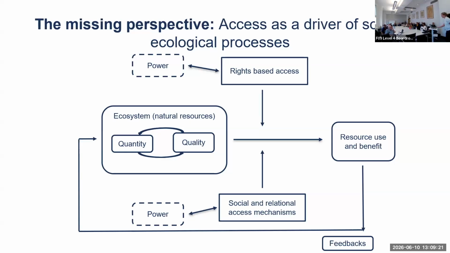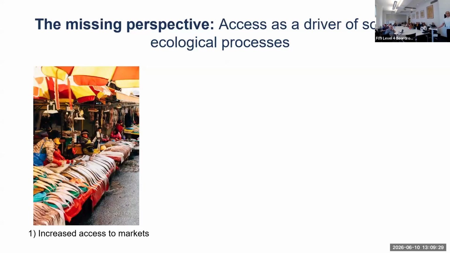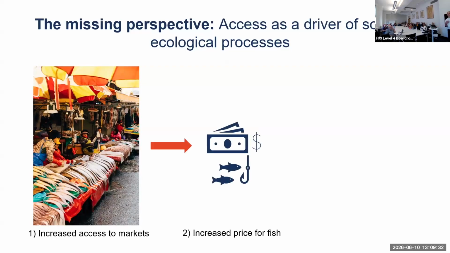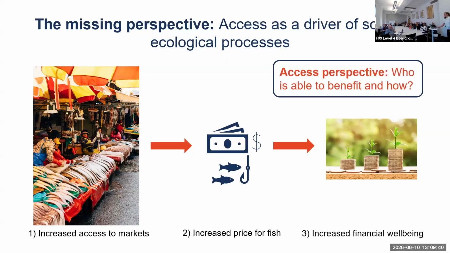I'm just going to break it down a bit more. We start out by putting on our access hat, viewing this through an access lens. You get increased access to market, which leads to an increased price for fish. In theory, this could lead to some kind of increased financial well-being at a community level for some individuals. From an access perspective, you might look at this and try to understand who is able to derive benefits from this increased access to markets. And if it's fairly evenly distributed through the community, people are able to access benefits from this increased access to market, maybe at different points throughout the supply chain, you might view it as a good thing.